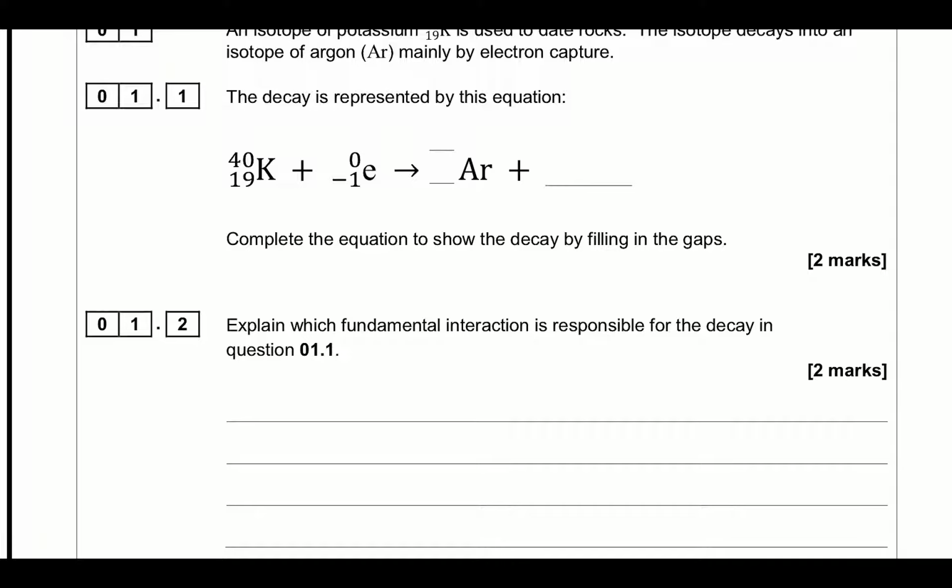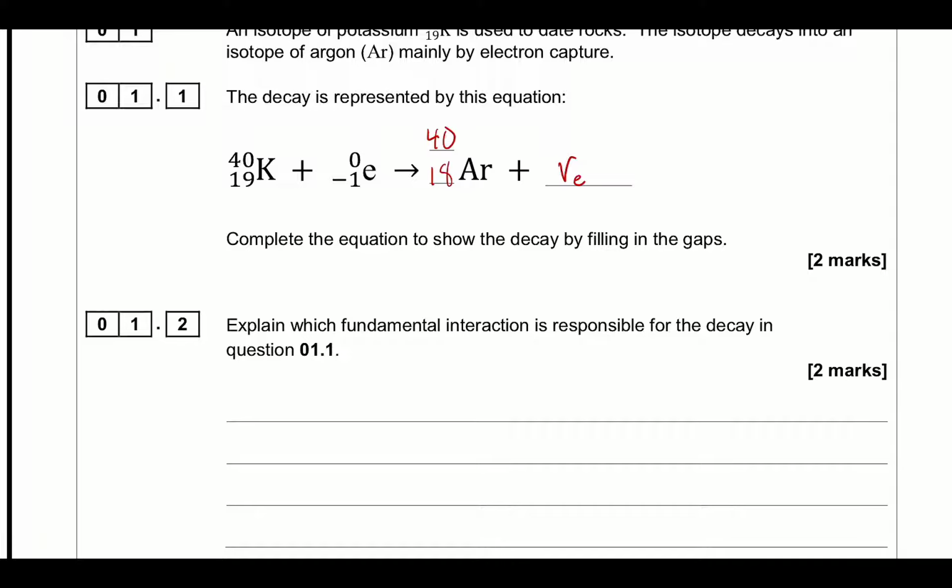Well, really easy for the first part. 40 and 18. Just adding up the numbers. Really, conservation. And electron capture involves an electron neutrino. That electron neutrino is what carries away all of the decay energy.